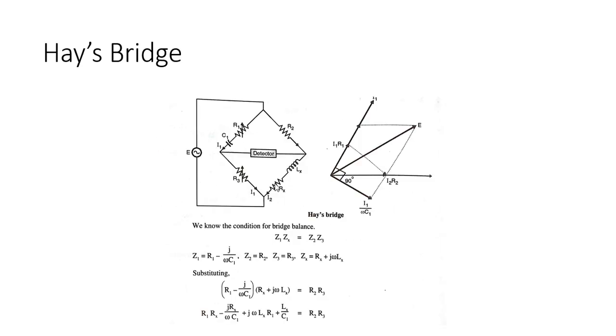And if you talk about the imaginary part, the part related to J, it will be like this: minus J Rx divided by omega C1 plus J omega Lx R1 is equal to 0. If you equate this, J gets cancelled, so Rx divided by omega C1 is equal to omega Lx R1. So here you are getting Rx is equal to omega square Lx R1 C1.